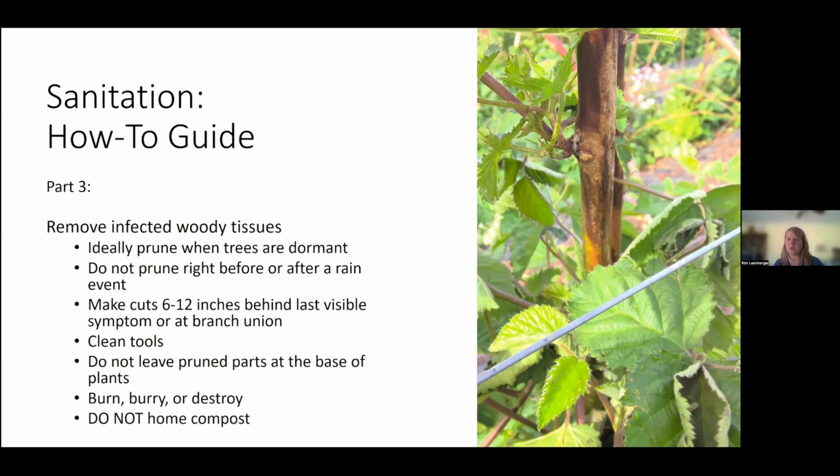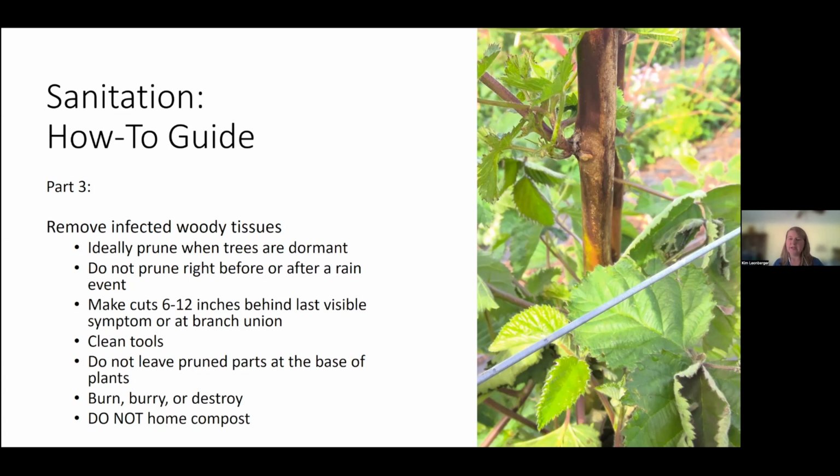The reason why we go so far back behind that last visible symptom is because the pathogen is not where it's dead. It's where you start to see this transition from decline to living. And so we have to make sure we go far enough back that we cut out all of that pathogen. So that's why we're making such a dramatic cut.